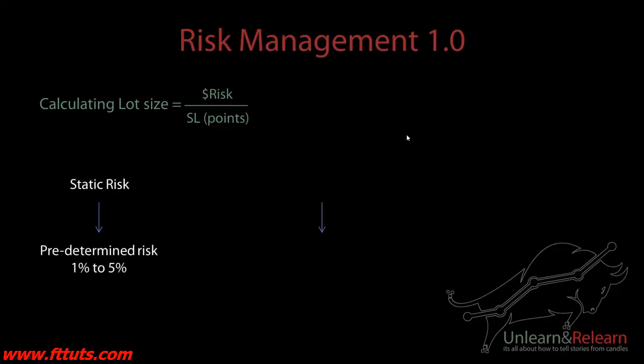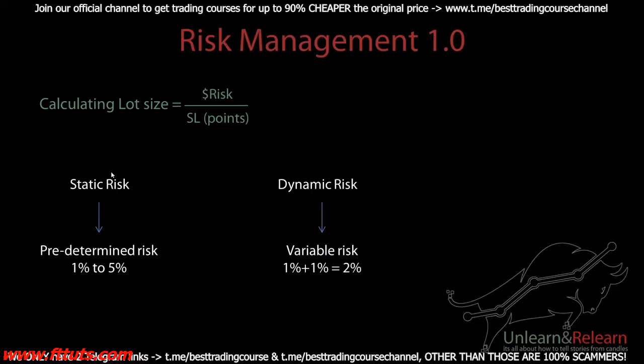So now risk is basically divided into two parts. Number one part is your static risk. Number two part is your dynamic risk. Most people like to use static risk. When you're a new trader, I would recommend you use static risk.